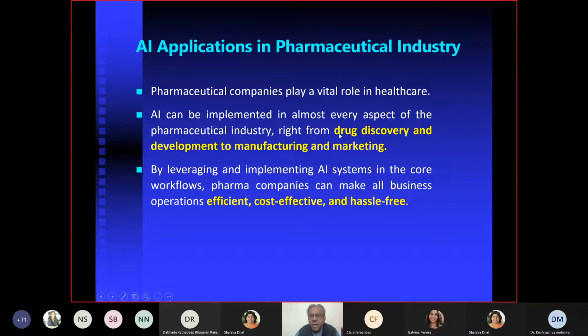In research and development, the R&D wing, you will be having discovery of drugs, and then manufacturing of those drugs, then marketing, because without marketing, the manufacturing has no meaning. So in all aspects, AI plays an important role. For example, what is the ultimate gain? Ultimately, we would like companies to make all business operations efficient, cost effective, which is most important for any business, and then hassle free.